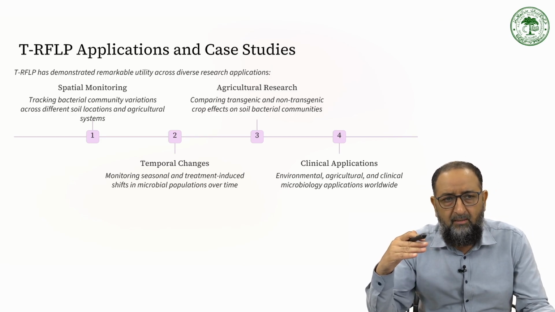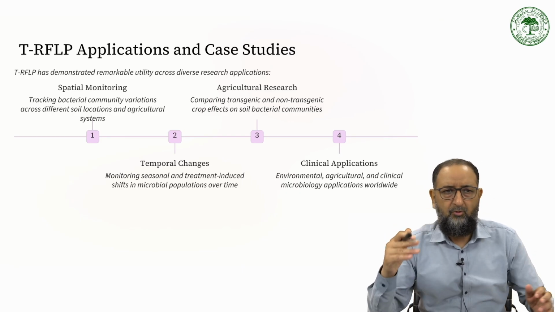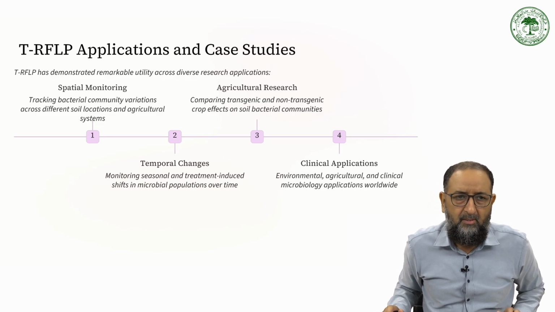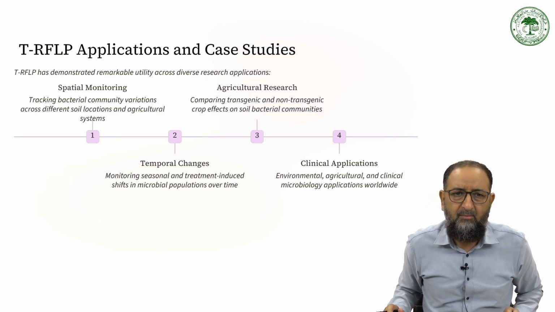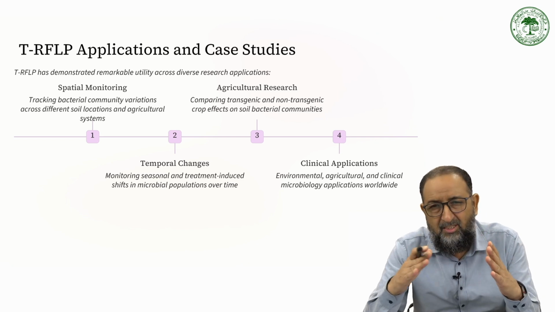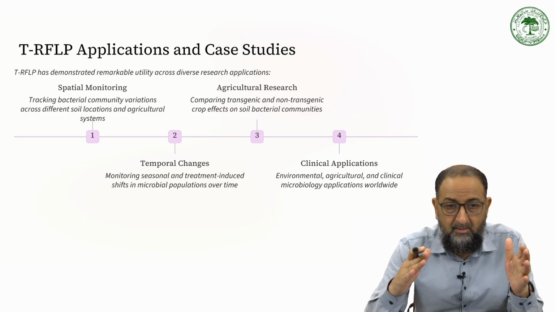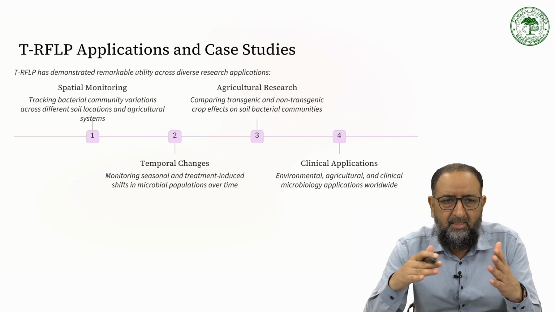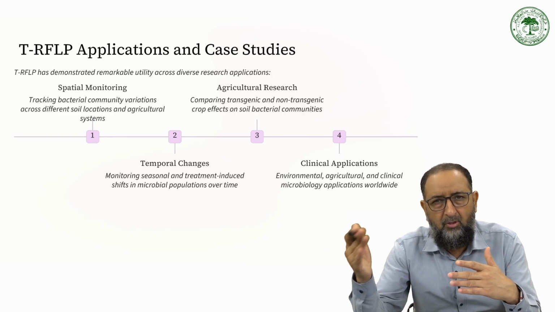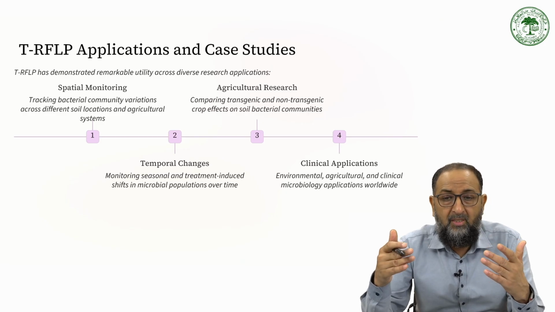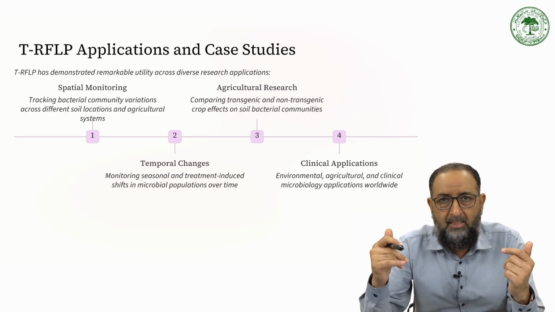T-RFLP, terminal restriction fragment length polymorphism, or as we also call it, fragment length polymorphism, has a lot of applications. One is spatial monitoring, so tracking bacterial community variation, that is changes, variations, mutations, both in viruses and bacteria across different ecosystems and niches like soil locations, agriculture, water bodies and clinical samples and so on. And that also has importance in clinical epidemiology in medical sciences.